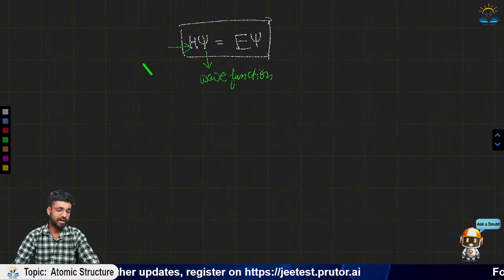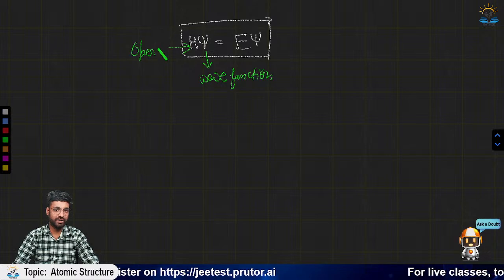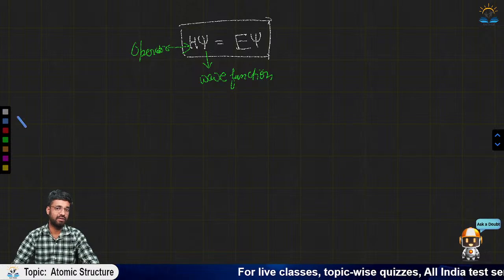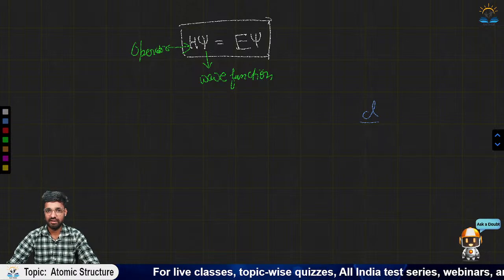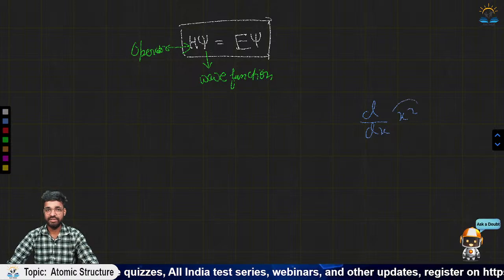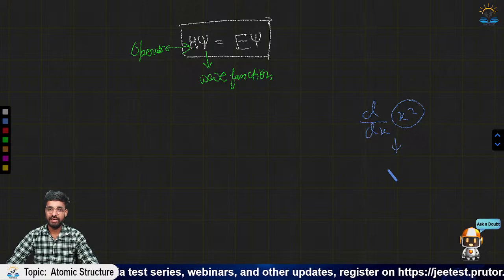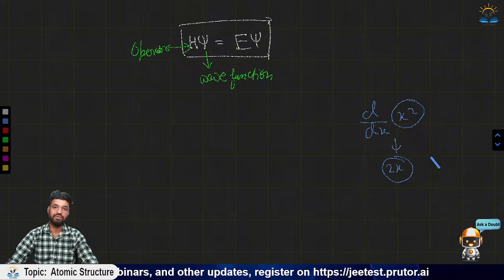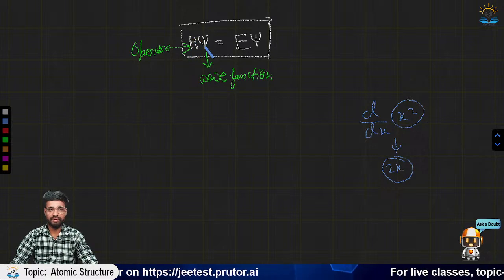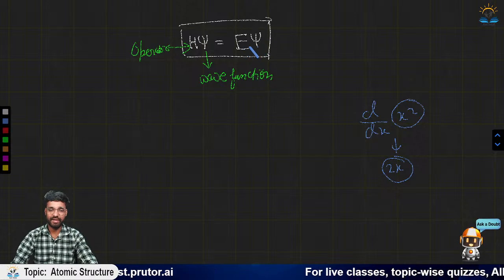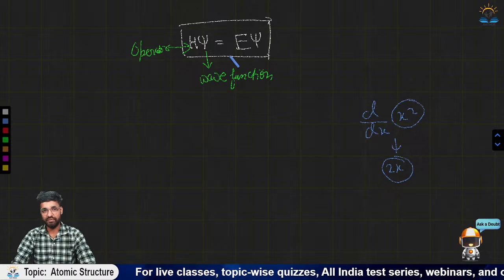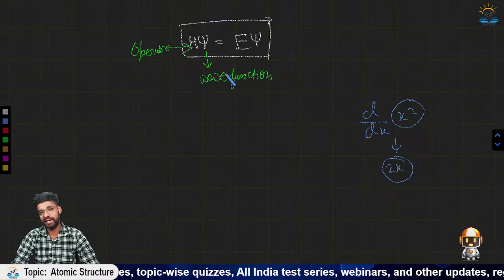So here it is called an operator. To get a rough idea, suppose d by dx is also an operator. If you are given a wave function like x square, it operates on it and gives a value. In the same way, this H, called the Hamiltonian, operates on this wave function and gives us the energy and the wave function back. Do not get very deep into it, it is just for information. It will be used to explain why these quantum numbers exist.